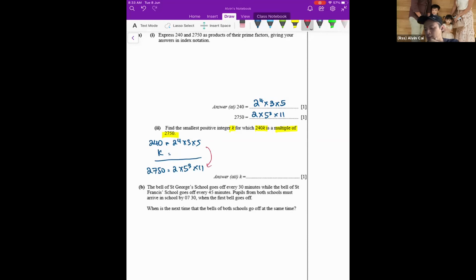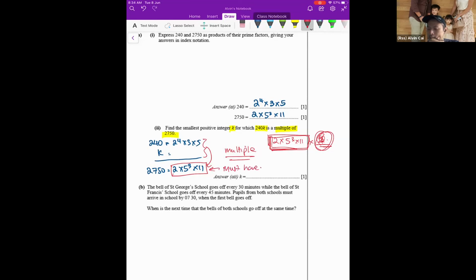So remember, to make a multiple of a number, you must have all these numbers inside. Because as long as you have 2 times 5 cubed times 11 times any other number, it is a multiple. You times 1, times 2, times 3, times 4, times any number is a multiple of 2750. So now let's check whether we have these numbers.